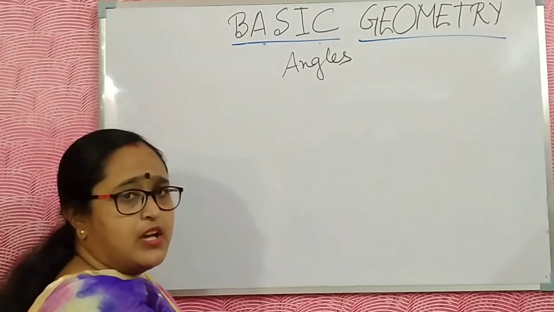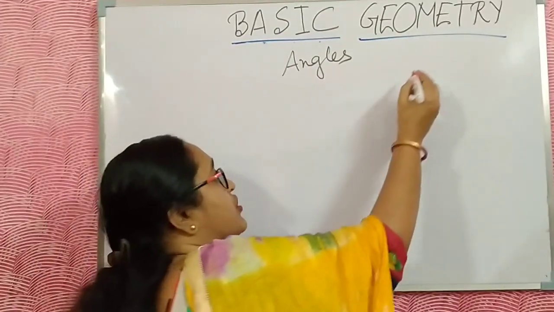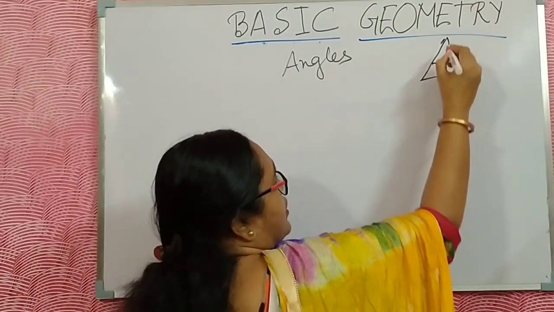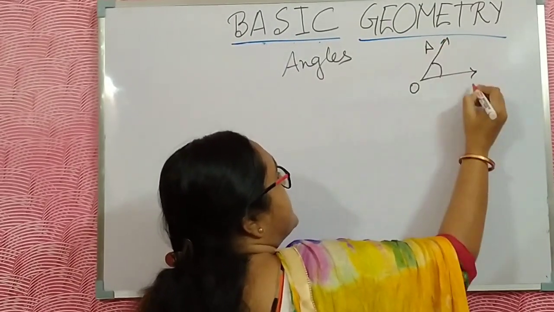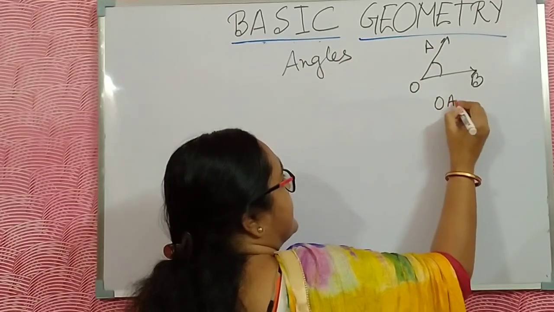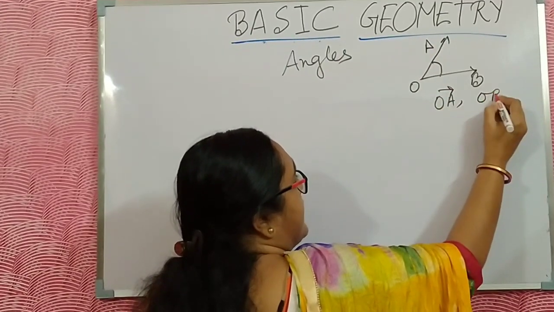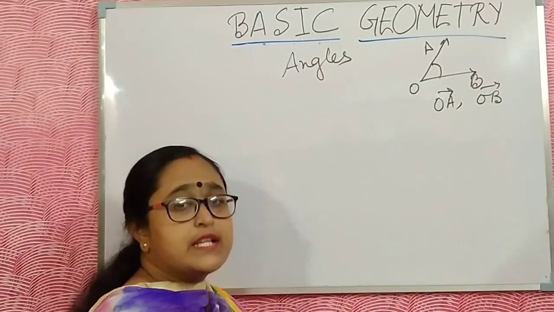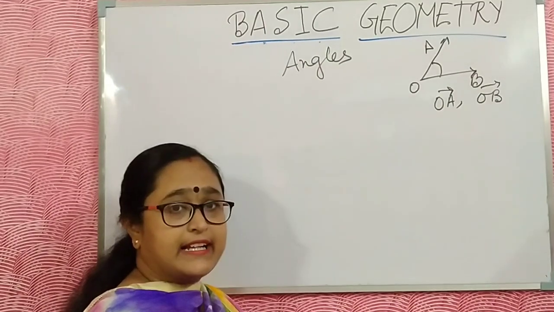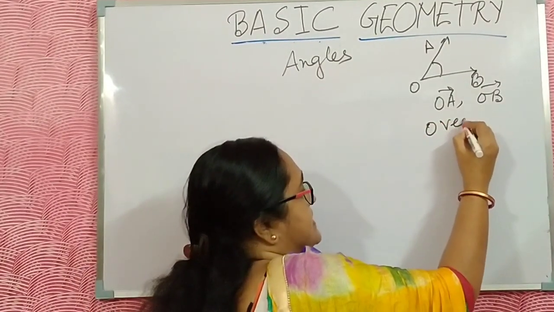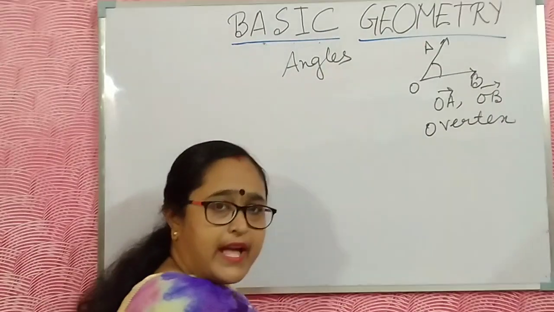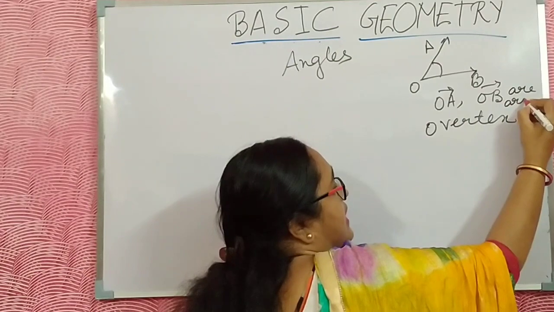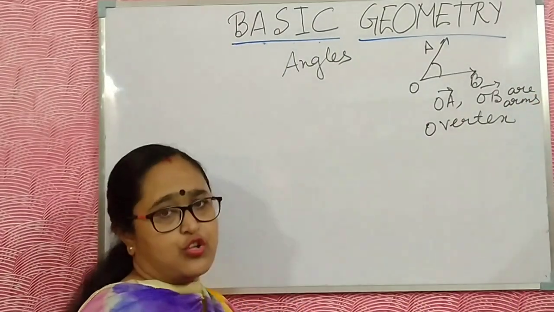This is angles. What is an angle? When two rays meet at a point, then an angle is formed. Here OA and OB are two rays that meet at a point O. This forms an angle. O is called the vertex of the angle, and OA and OB are the arms of the angle.